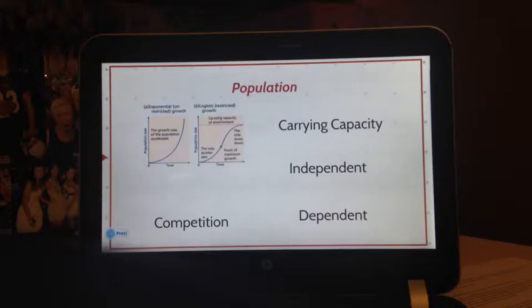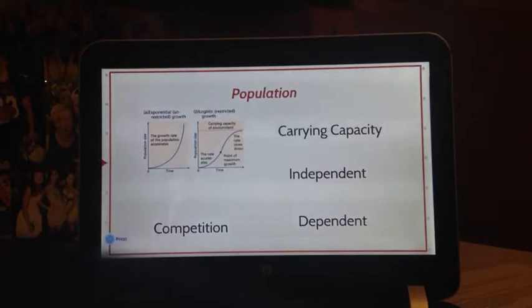And I will conclude my discussion by talking about competition. It's a negative, and it can lead to a smaller population and a smaller carrying capacity.